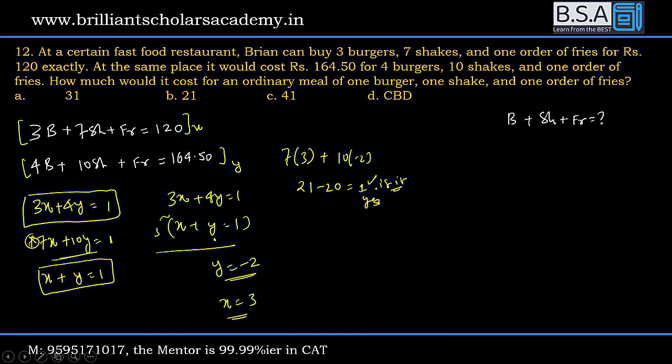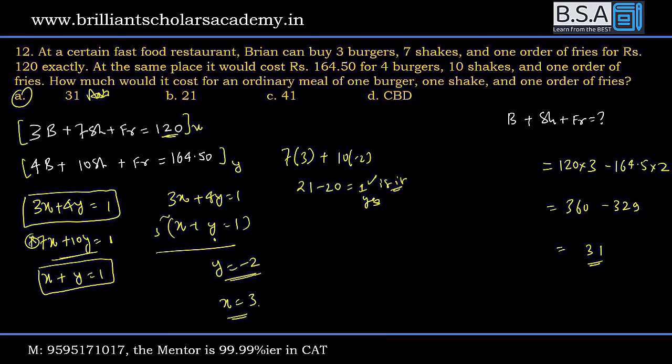So what will my answer look like? Multiply the first entire equation with x. How much is x? 3. Multiply 120 with 3. Multiply the second equation with minus 2. So minus 164.5 into 2, that is 329. When you subtract both, you end up with 31. Just make sure there are no calculation mistakes, and that's your answer.